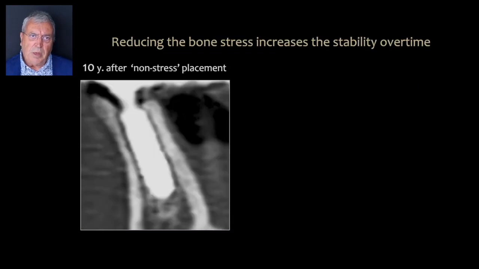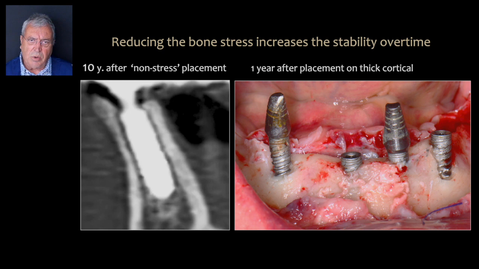Look, this implant was placed in the right way, meaning no stress. 10 years later, we still have the bone above the neck. These implants were placed in a thick cortical bone with high torque, and you can see the follow-up. And you understand that we need to take care about this issue.